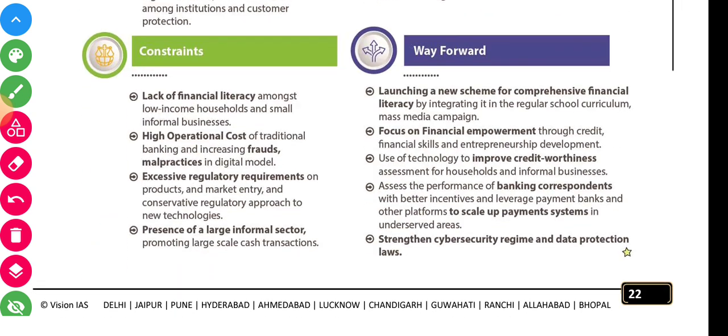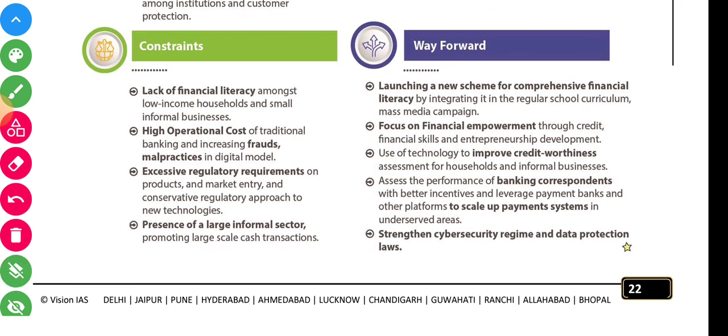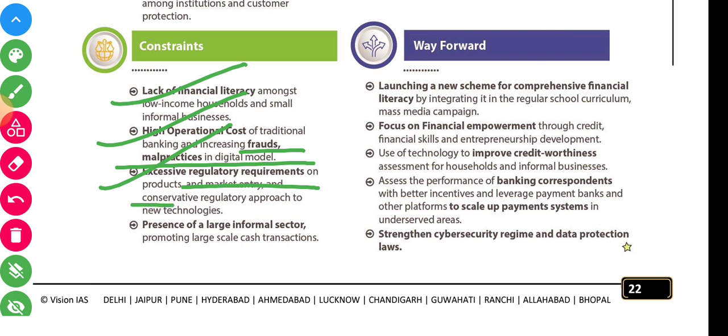What are the constraints related to financial inclusion? Lack of financial literacy, high operational cost, frauds, malpractices in digital model, excessive regulatory requirements on products, market entry, and conservative regulatory approach to new technology. And last is presence of a large informal sector promoting large scale cash transactions.